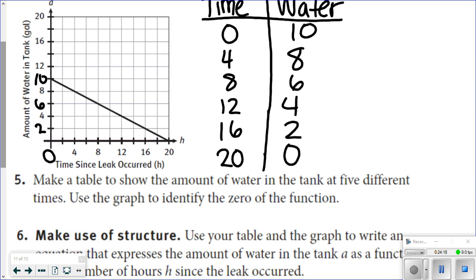The zero of the function here is the x-intercept, and the x-intercept occurs at 20, 0. Use your table and the graph to write an equation. Ooh, an equation. So we could use y equals mx plus b. We need our m, which is our slope. We need our b, which is our y-intercept. Okay, or they use a and h.